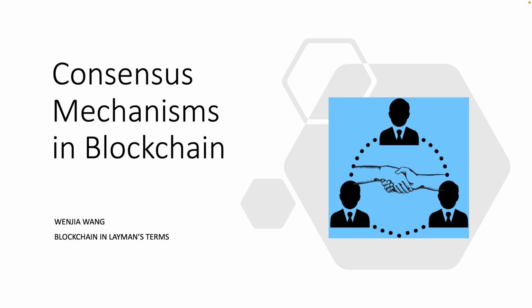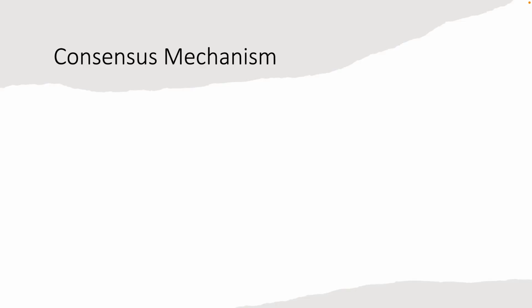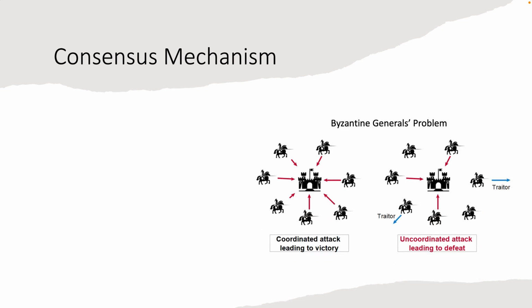Hey guys, in this video, we'll talk about several mainstream consensus mechanisms used in blockchain. First of all, what is a consensus mechanism? We presented the Byzantine generals problem in last video. These generals need to vote to make a final decision, a consensus about when to attack the enemy city, without the help of a trusted central party. Consensus mechanisms are designed to solve Byzantine generals' problem.